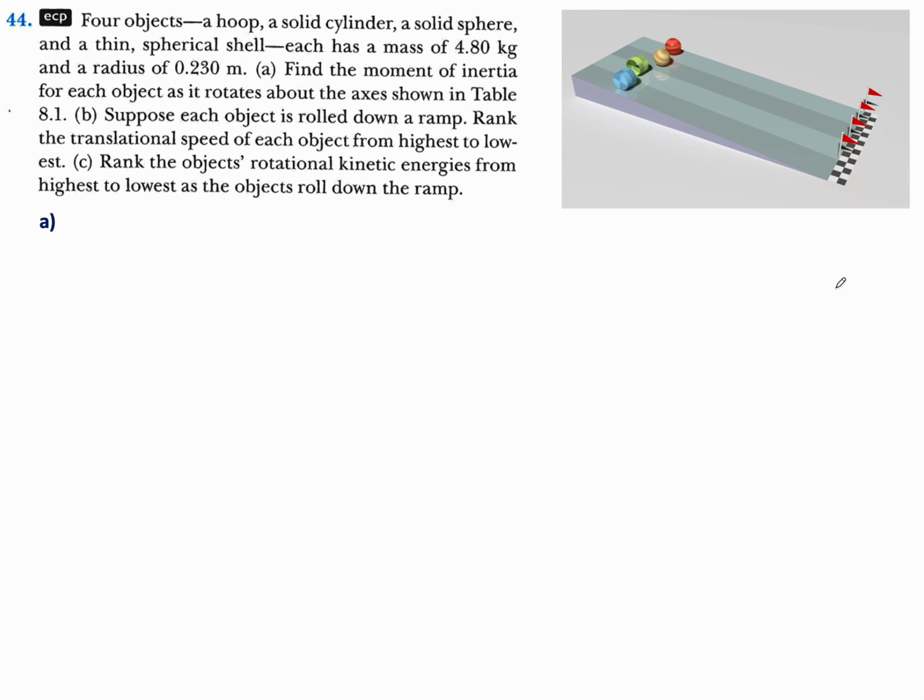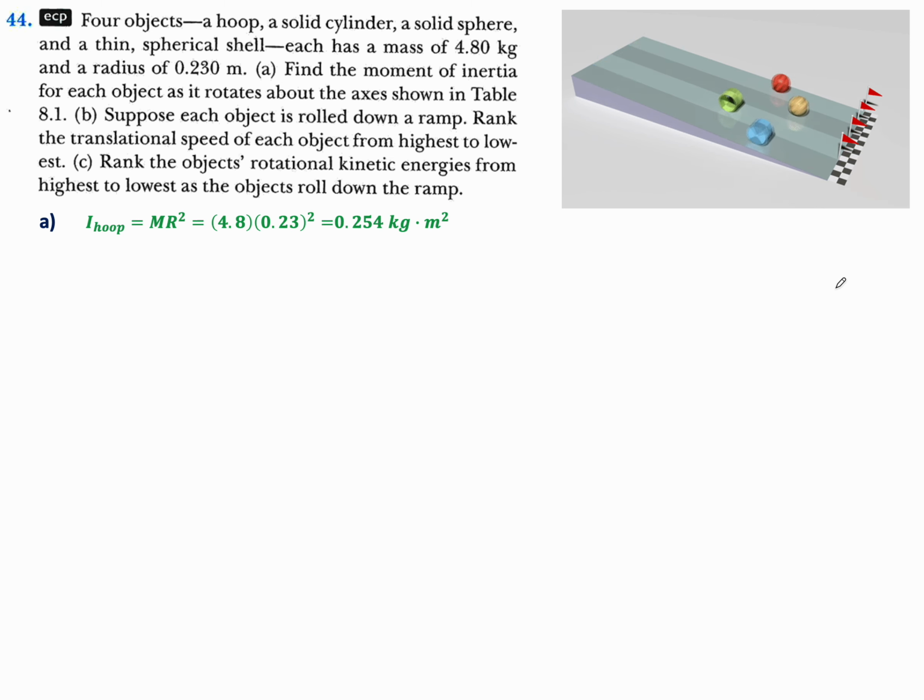In number 44, we have four objects: a hoop or a ring, a solid cylinder or disc, a solid sphere, and a thin spherical shell. All of them have the same mass and the same radius. Part A asks us to find the moment of inertia, or rotational inertia, for each object as it rotates around the axes. Take a quick look at it.